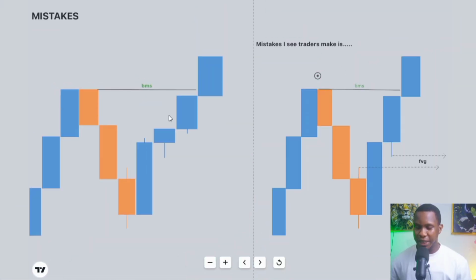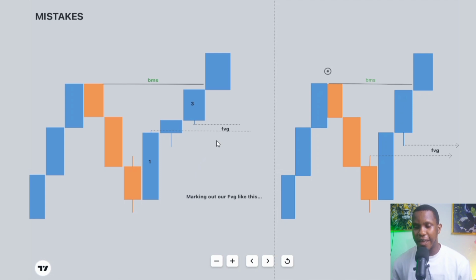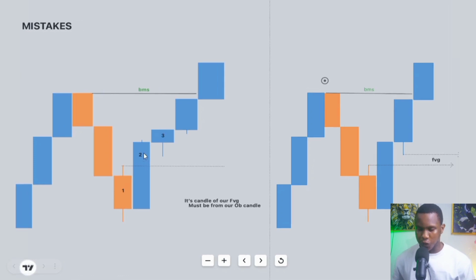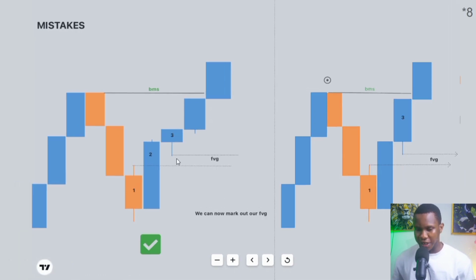A mistake I see traders make is marking out their fair value gap like this, 1 2 3. This is wrong. The candles of our fair value gaps in the market must be from our order block candles. So we count this order block 1, but this candle 2, 3. You can now mark out the low of the wick of this third candle as our fair value gap, which validates this particular order block in the market.